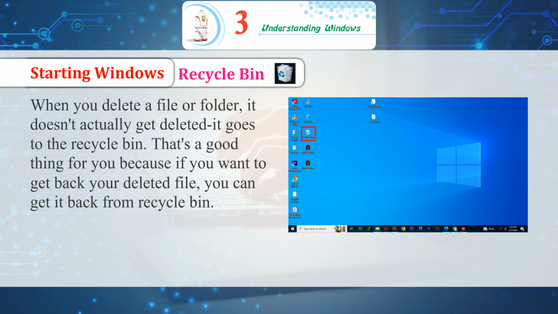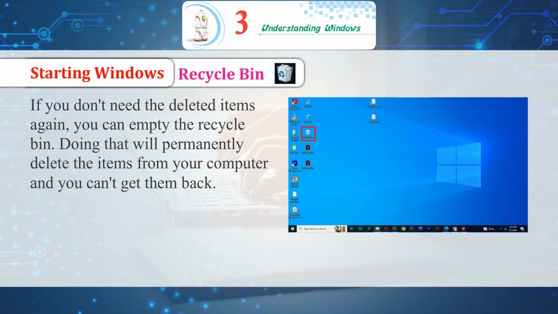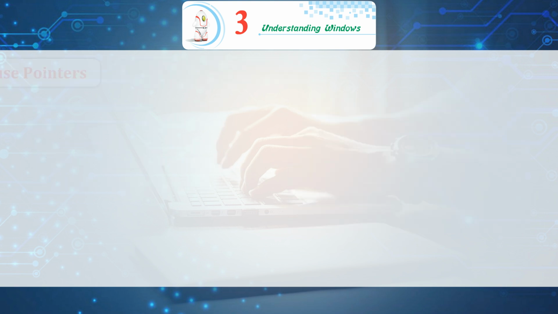Recycle Bin. When you delete a file or folder, it doesn't actually get deleted. It goes to the Recycle Bin. That's a good thing for you because if you want to get back your deleted file, you can get it back from the Recycle Bin. If you don't need the deleted items again, you can empty the Recycle Bin. Doing that will permanently delete the items from your computer and you can't get them back.